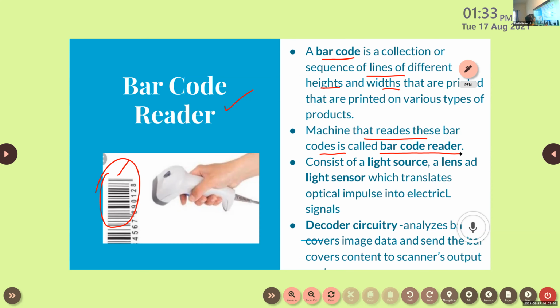Okay. So this barcode reader consists of a light source, a lens, and a light sensor, which translates the optical impulse into electrical signals.